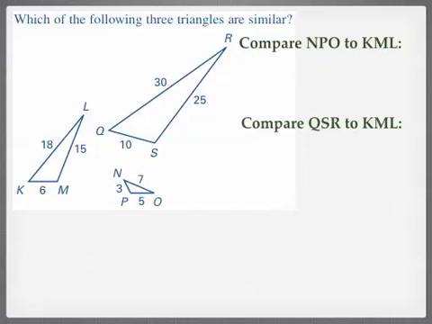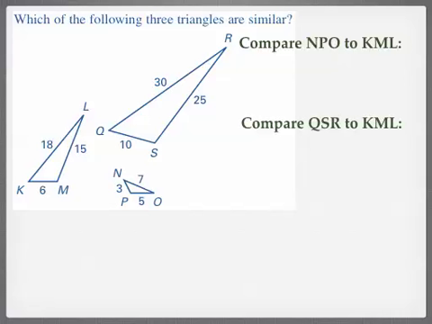If you look at this example, it says, which of the following three triangles are similar? The first thing we're going to do is go ahead and compare NPO to KML. If you look at those two triangles, NPO and KML, your smallest sides, 3 and 6, would be corresponding. Your largest sides, 7 and 18, would be corresponding, and then the middle length sides would be corresponding. So in this case, it would be my 5 and 15 unit sides.